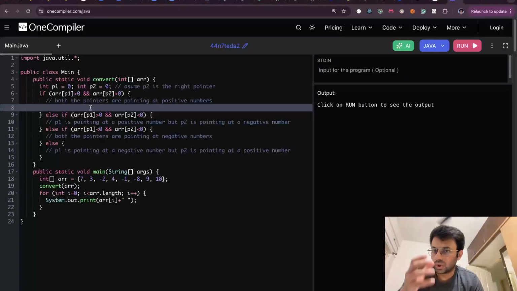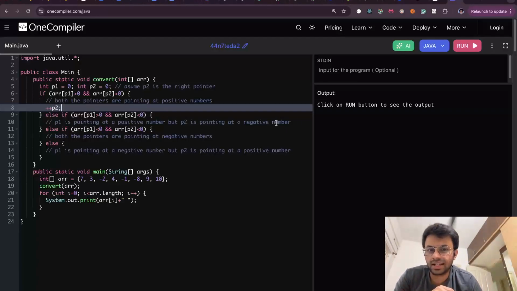So P1 is pointing at a wrong number. P1 should be pointing to negative numbers, but it is pointing to a positive number. So I'll keep P1 as it is. P2 is pointing at a correct number, so I'll move P2 ahead.